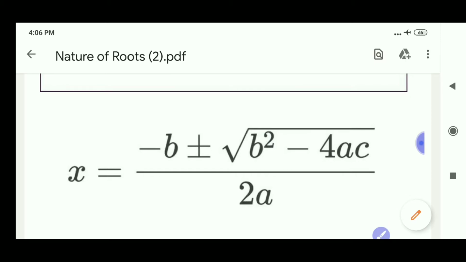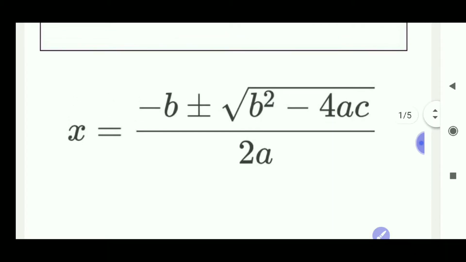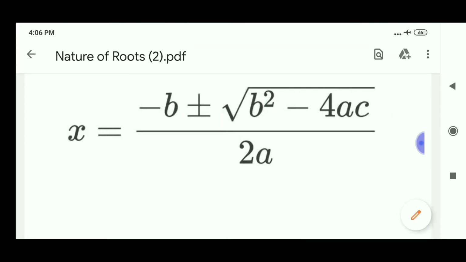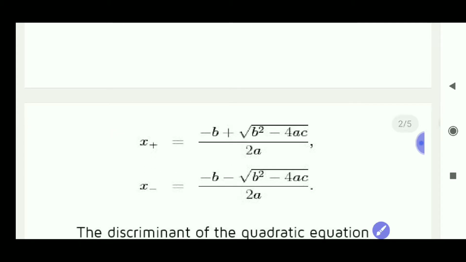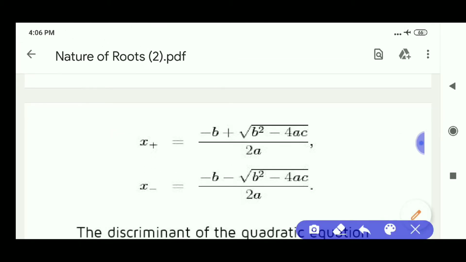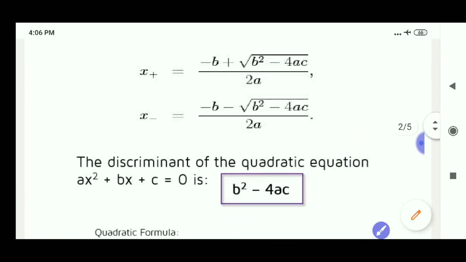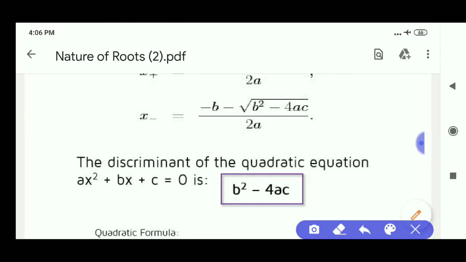Don't miss that video. Now, here plus or minus means we have one root for the plus value and another root for the minus value. The one root is minus b plus root over b square minus 4ac whole by 2a, and the second root is minus b minus root over b square minus 4ac whole by 2a. Now, discriminant. This b square minus 4ac is called the discriminant.